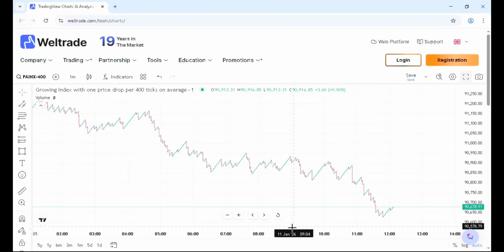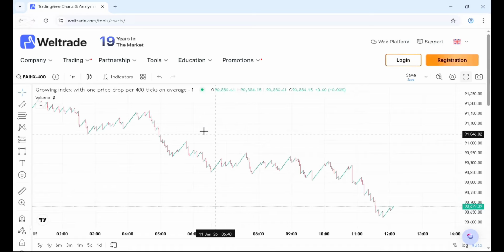So right, guys, what are we going to do when we are trading Pain X400? We use what we call the flag pattern. So let's say you're seeing that the market is dropping like this. You wait for it to create a flag pattern like here. What do we call a flag pattern? A flag pattern is when we have something like this where the market is dropping, then suddenly it retraces again. After retracing, it's going to cross something like this.